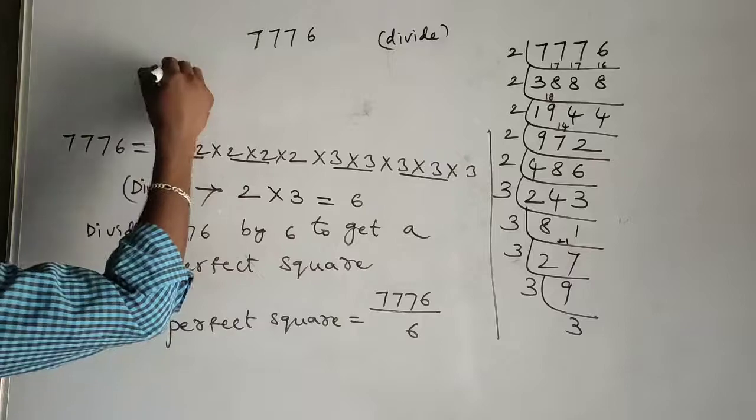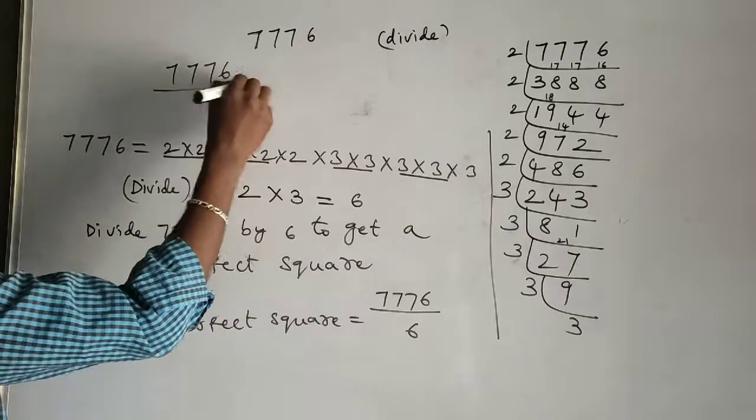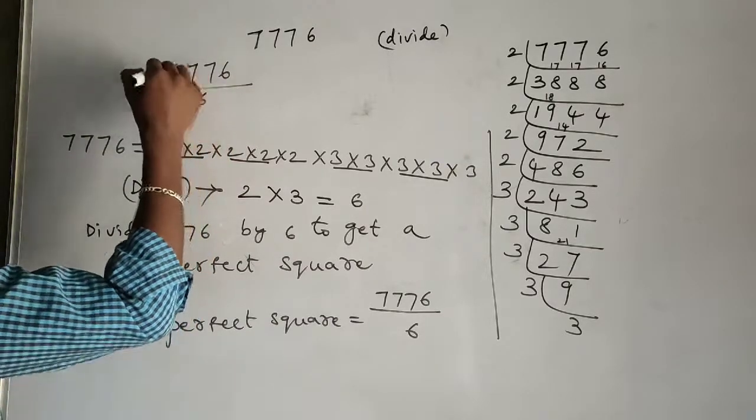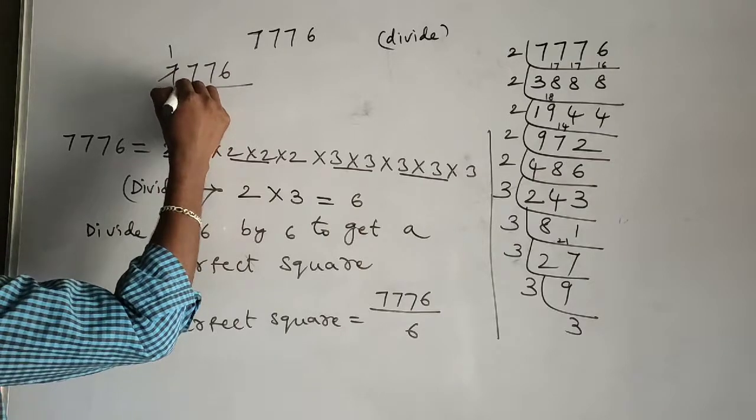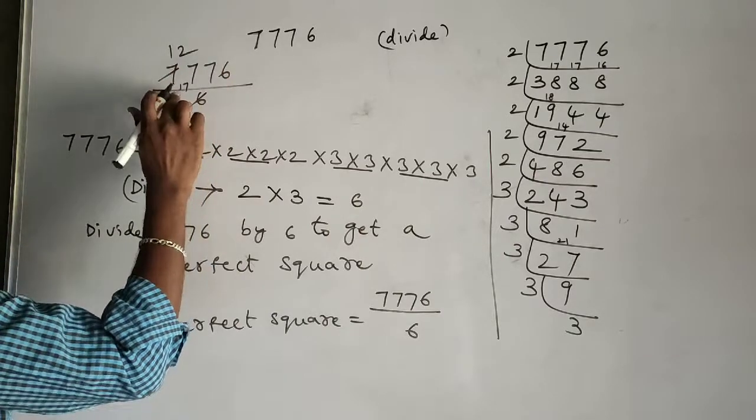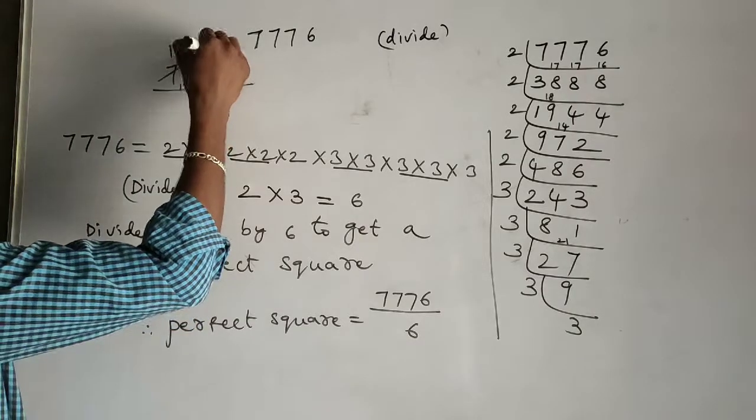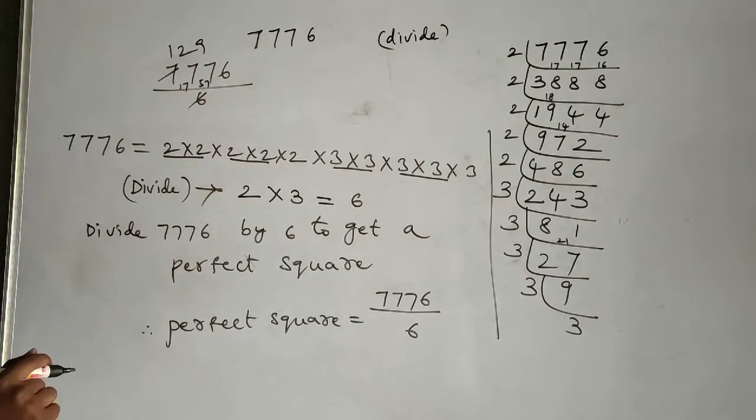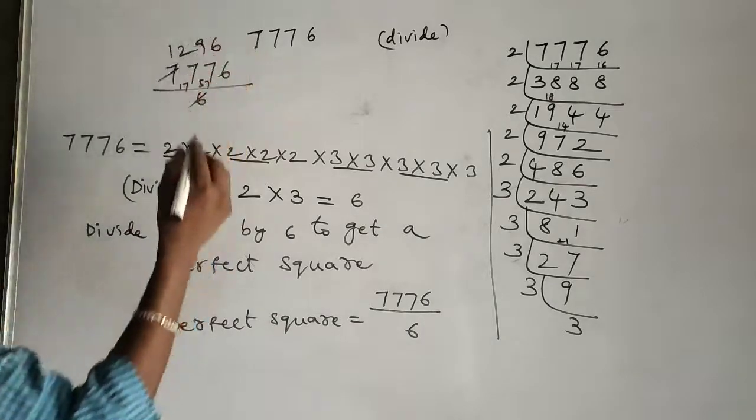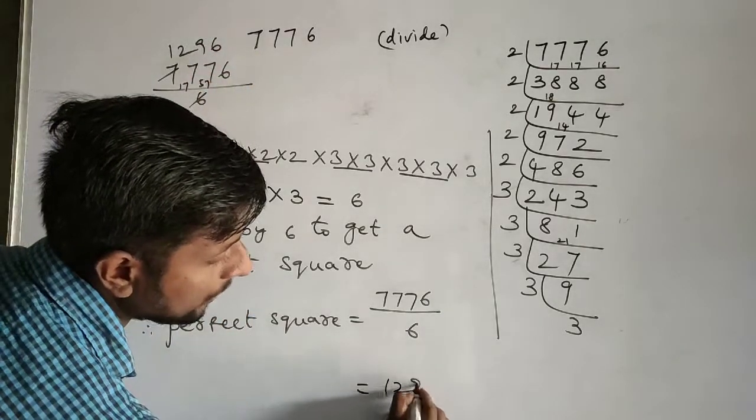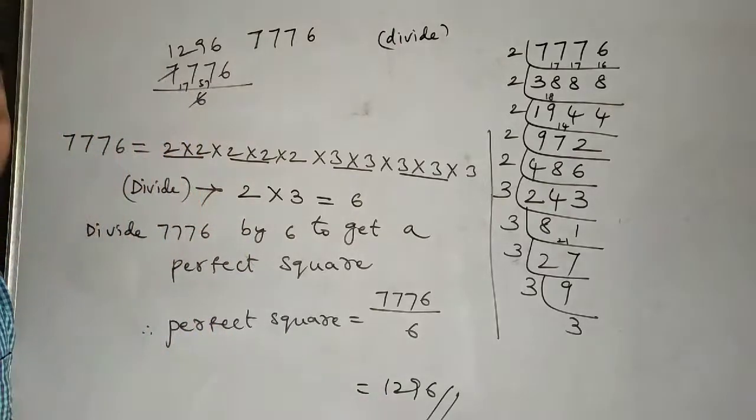6 1s are 6. How much is left? 1, 7. 6 2s are 12. 12 means 5, 5 7. 6 9s are 54. 3, 6. So therefore 1296 is a perfect square number.